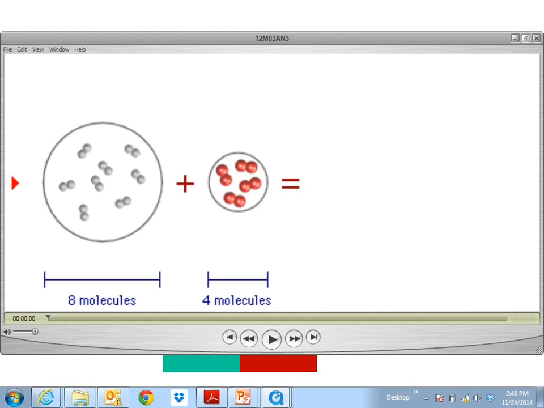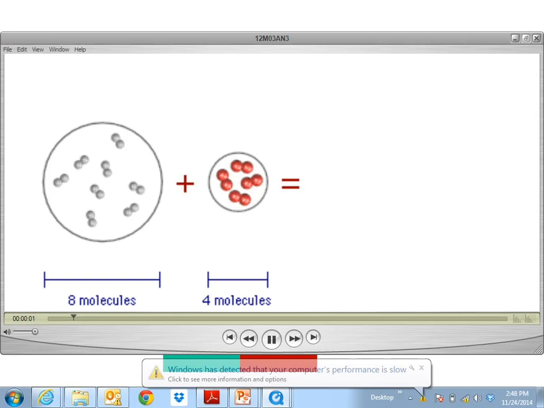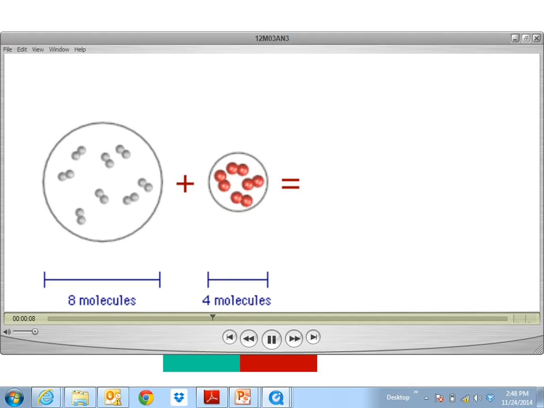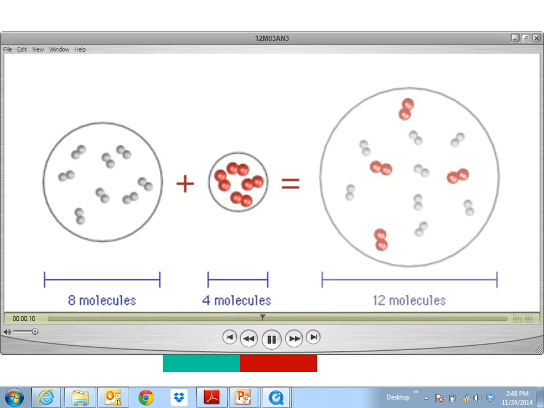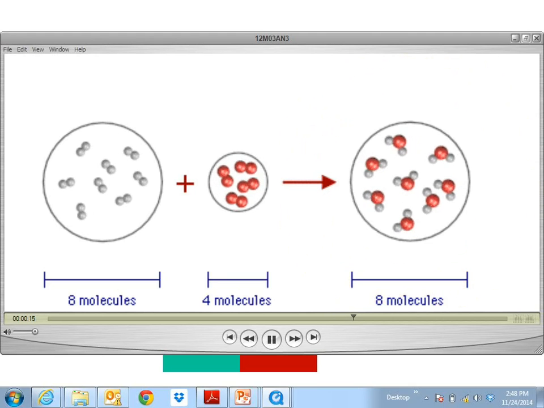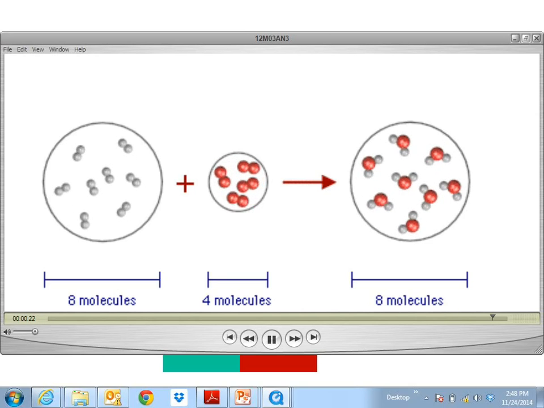So this is actually just assembling water molecules. The cute little white things are hydrogen, H2, and the red things are O2, and we're going to make H2O. Quantity and volume are directly related. If we take 8 molecules of H2 and combine them with 4 molecules of O2, we get 12 molecules and a combined volume. If we then react the mixture, we end up with 8 molecules of gaseous H2O, which occupies the same volume as 8 molecules of any other gas.